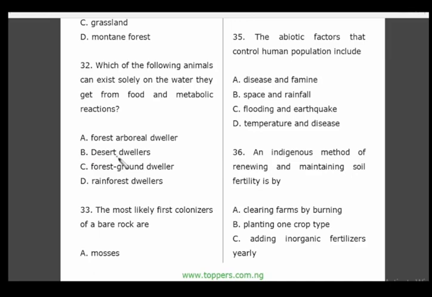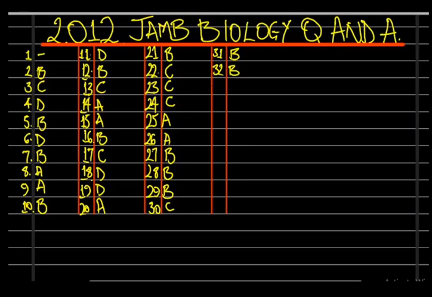The desert dwellers find themselves in an environment that is deficient of water, and since there is no water in the environment, the only place they will get water is from the food they eat and from metabolic reaction. So that is option B, 32. Option B. Then question 33 now.